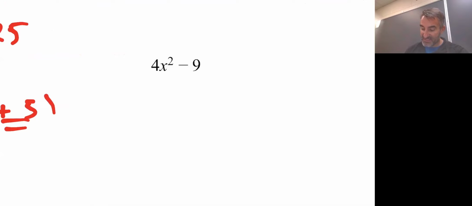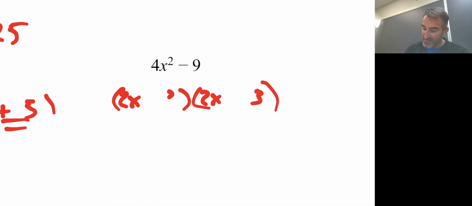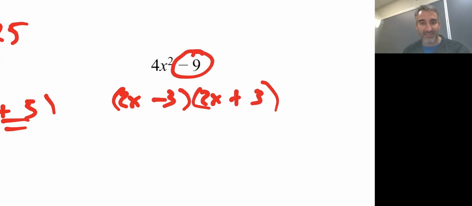Second one. Now, what's nice about this is the 4 and the 9. So how do I get 4x squared? It has to be the exact same thing, 2x and 2x. How do I get 9? 3 and 3. The signs have to be different because it has to multiply to be -9.